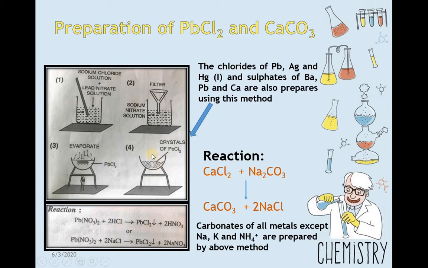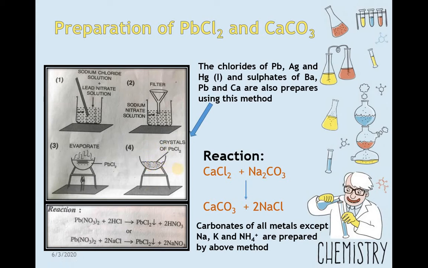The reactions are given. The solution of lead nitrate and sodium chloride will be filtered, then a heavy white precipitate of lead chloride will accumulate as residue on the filter paper, then it is washed with cold water and then taken in an evaporating dish or china dish with some water, then heat it, you will get the pure crystals of lead chloride.